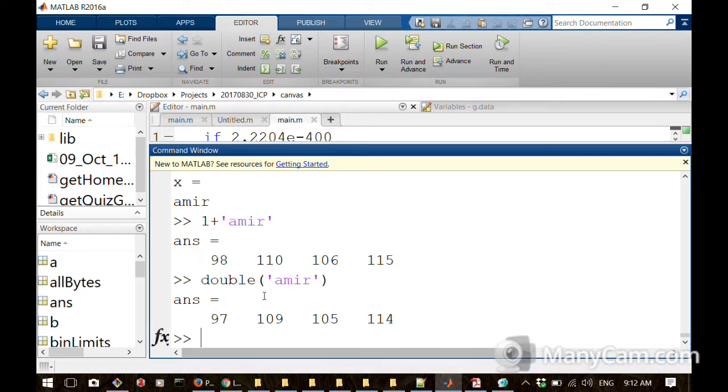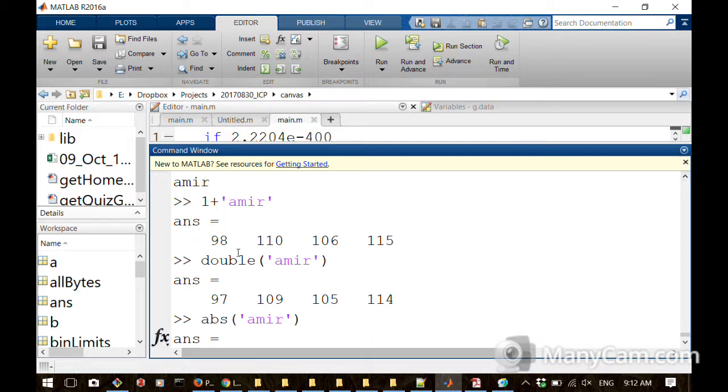You see? If you want to get the ASCII code for a string, you can use double. I think you should be able to use other functions as well. So let's see, abs. I'm not sure if this works, but yeah, it works. So when you convert Amir to double, it gives you a vector that corresponds to the ASCII numbers of the individual characters in Amir. It has a length of 4, which is the length of this string, and then it adds 1 to each one of these numbers. So you get 98, 110, 106, 115.